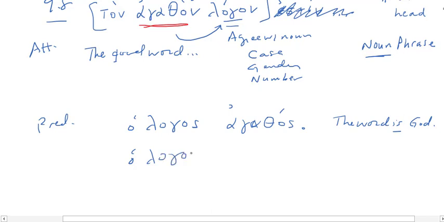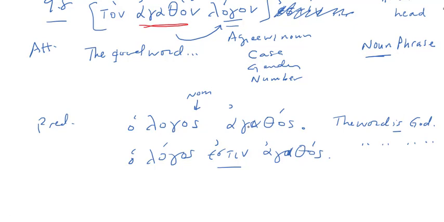I could also say ho logos estin agathos, right? Sorry for my lousy writing there. Okay, here that is going to be translated the same way. Here the copula is explicit. Either way, notice what case is the noun that I'm making the assertion about. It's nominative. Why is it nominative? Because it's the subject of the verb is, whether it's explicit or implied.